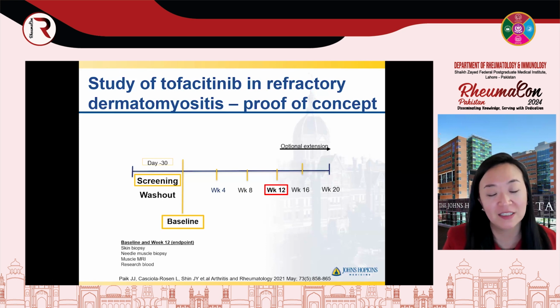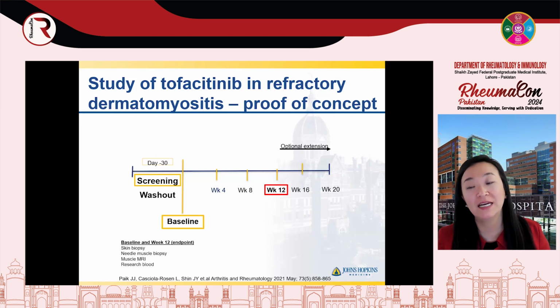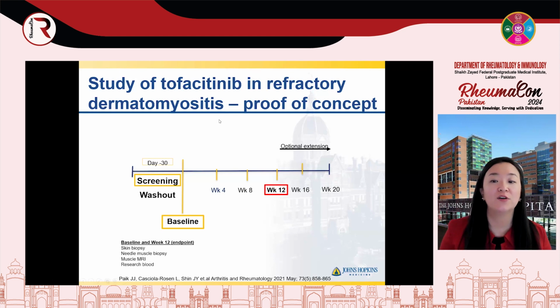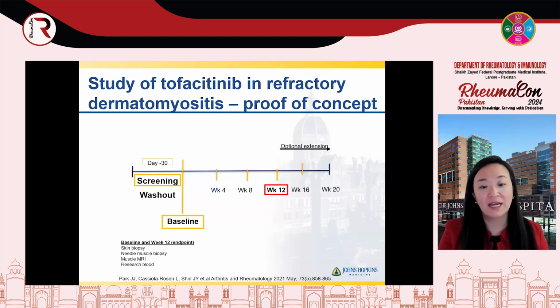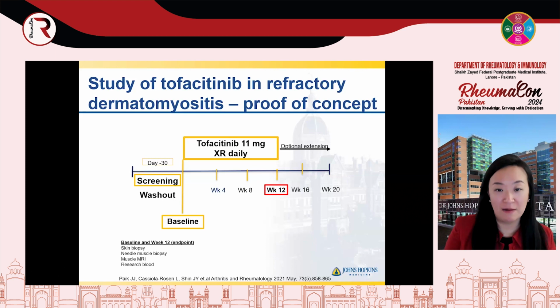in dermatomyositis. So it was a collaborative clinical trial that I titled STIR, or Study of Tofacitinib in Refractory Dermatomyositis. It's a proof of concept trial of 10 patients. Everybody got the drug, and you can see here that at baseline, they had to get a skin biopsy, needle muscle biopsy, muscle MRI, and research blood. And they were given tofacitinib 11 milligrams XR daily, and at week 12 was the endpoint.